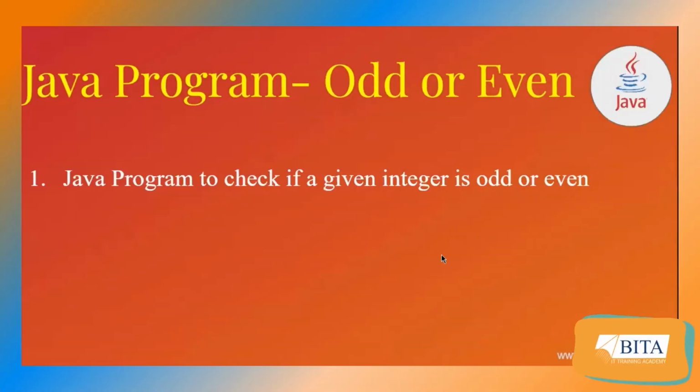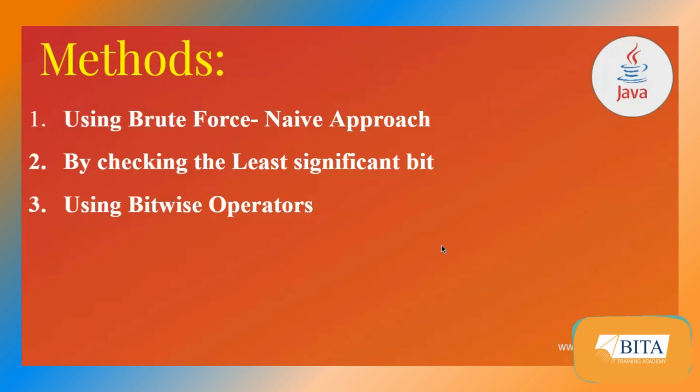Today in this video, we are going to see how to check whether an integer is odd or even using the bitwise operators. We are going to see the three bitwise operators: XOR, OR, and AND. Before entering into the program part, we'll see how it is working. So let me open the notepad.